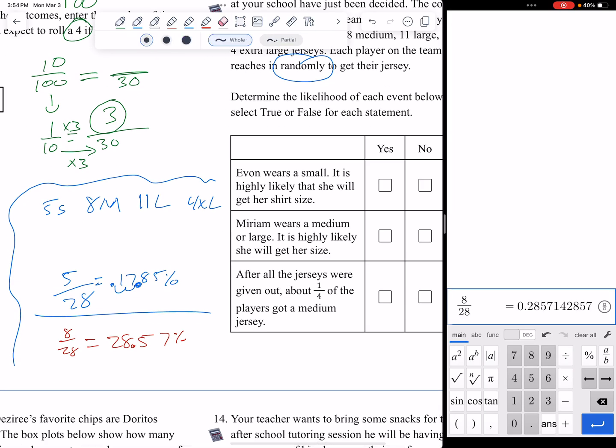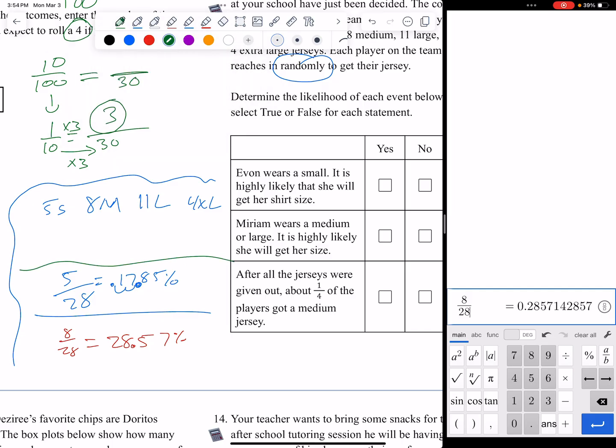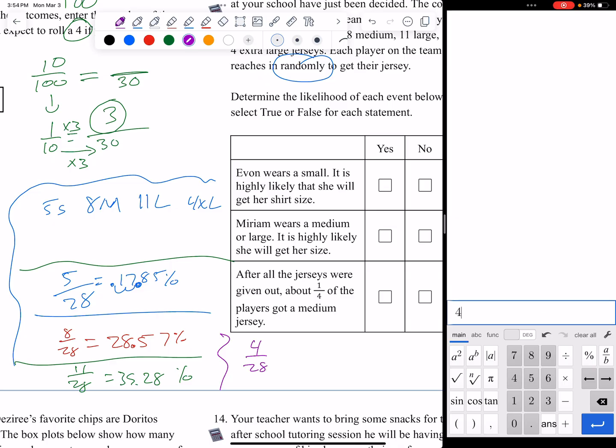Then for a large, I have 11 out of 28. So 11 divided by 28 is 39.28%. And finally, the 4XL, so 4 out of 28. So 4 divided by 28, and I get 14.28%.